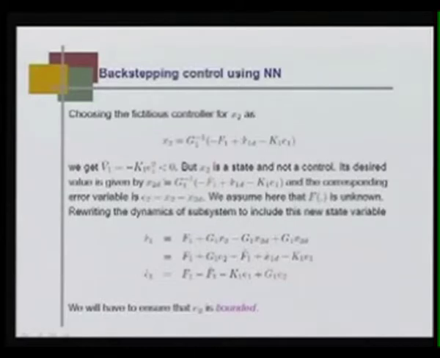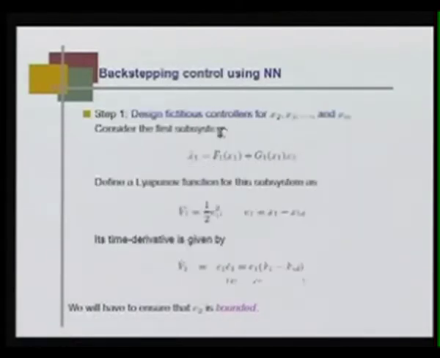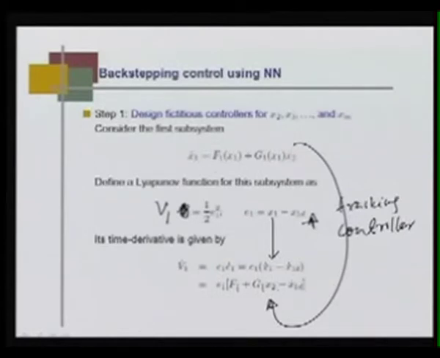So, its desired value is given by x2d. So, this is not a control action. So, what I can say is that if my x2 is following this desired value given by g1 inverse times minus f1 plus x1 desired dot minus k1 e1, then my first subsystem is stable. But you see why we are utilizing a neural network: because this f1 we have assumed to be unknown.